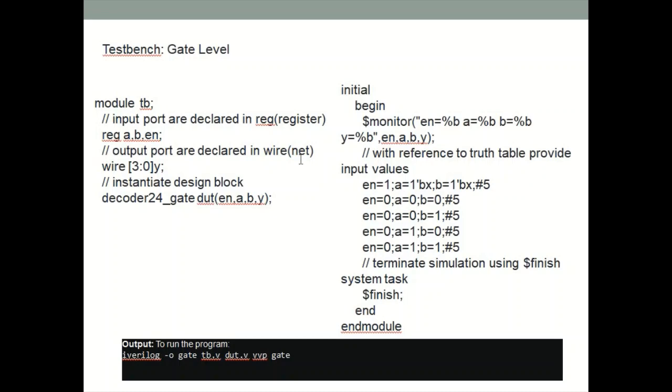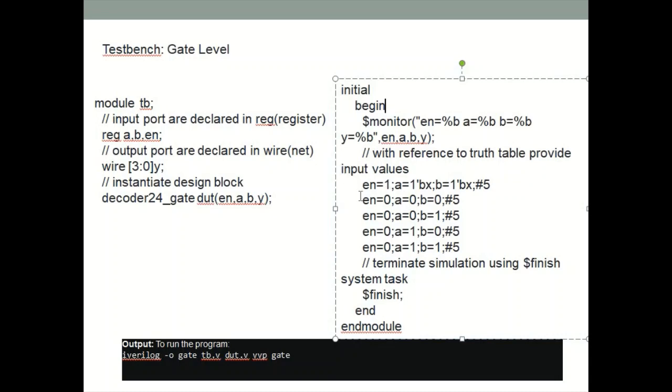The testing of code is done in a test bench. We are going to write module test bench, and we are going to give the inputs and outputs here, and we are going to instantiate the design block, the 2:4 decoder gate, by using initial. We are going to initialize the test bench, and we are going to begin the code by using monitor. Monitor here is used to monitor the inputs and outputs with reference to the truth table. With reference to the truth table, we are going to provide input values.